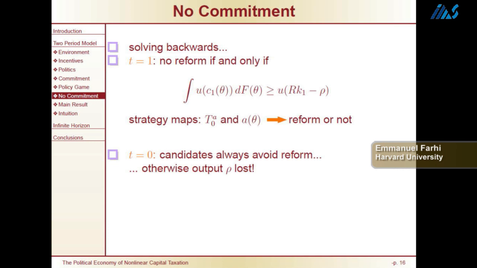But you can see that at date zero, candidates are never going to propose a platform that's going to lead to a reform. Why? Because they could get exactly the same outcome without paying the reform cost. In other words, if they propose a platform that leads to a reform, they could just as well propose an alternative platform that expropriates wealth in period one and avoids the reform cost. They would put it in the constitution in period zero.